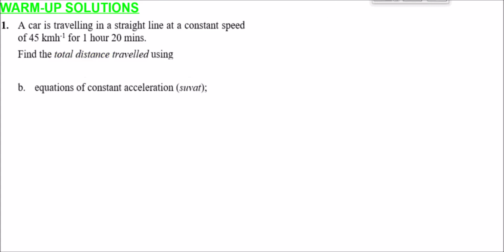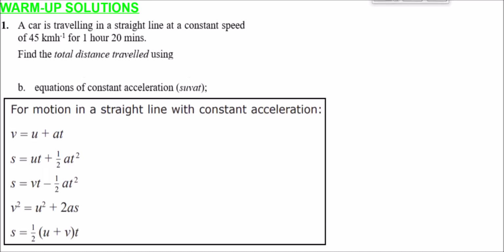For part B, we're asked to make use of the equations of Suvat, of which there's 5. And just to remind you, you do get these given to you in the examination for year 13. So here they are. These are in the formula book. It's great to know them, obviously, if you can, but just in case you don't or you forget them, they are given to you, which is always a bonus.